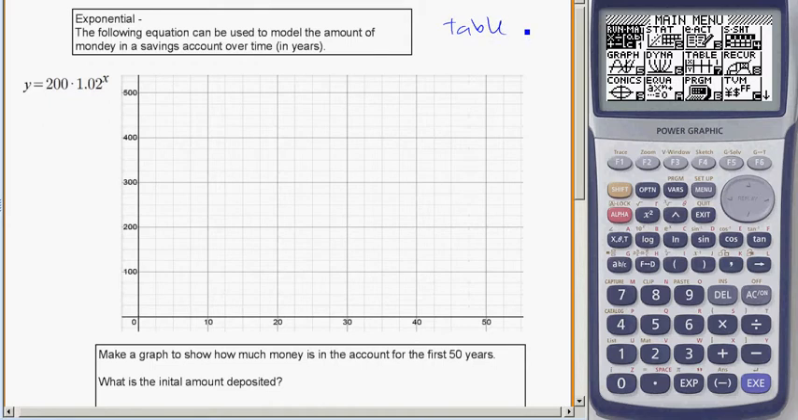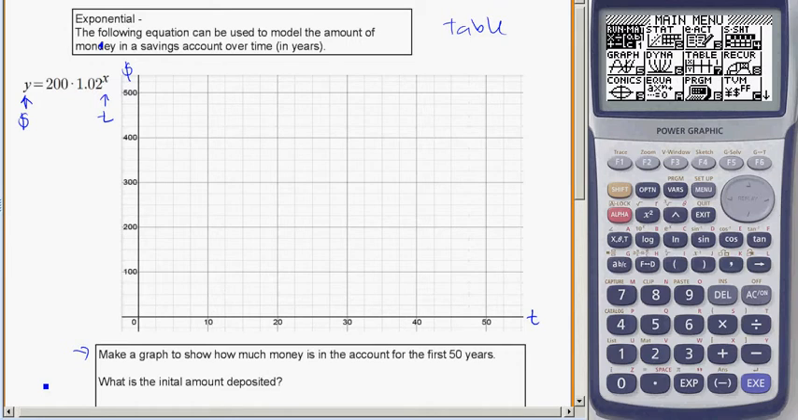So here I've been given some information, exponential. I can see it's exponential because the x is in the power, so that reminds me that it's an exponential. The following equation can be used to model the amount of money in a savings account over time in years. So here I'm going to assume that this means the amount of money, and x we're going to say is the time. So here this is going to be time, and this is going to be money. So first thing we're being asked to do is make a graph for this.